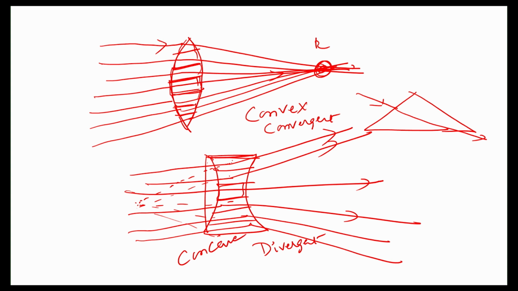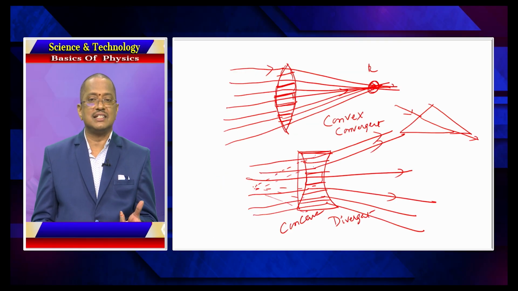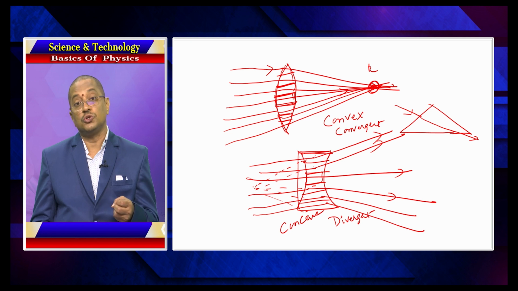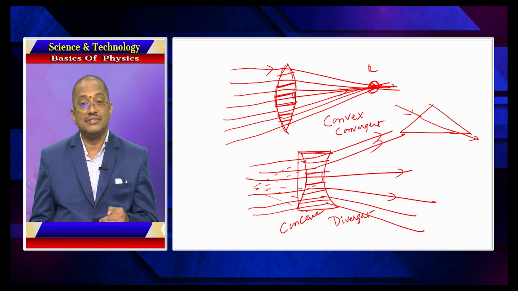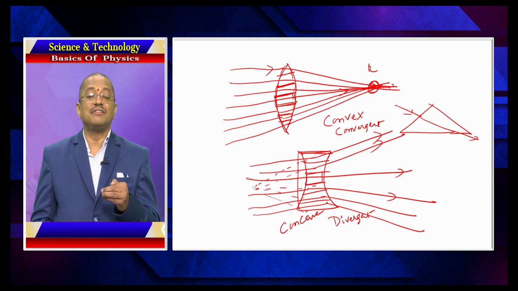So this is very important. When you want to learn the concepts, you have to understand the basic concept. Otherwise, if you simply learn by heart that a convex lens is a convergent lens and a concave lens is a divergent lens, there is no use. Why is it convex, why is it convergent, why is it divergent? That basic concept is very important.